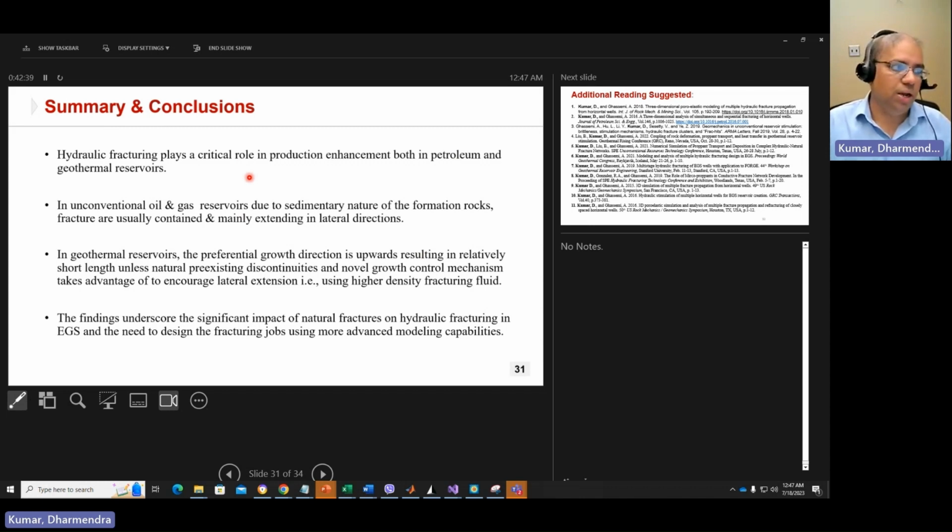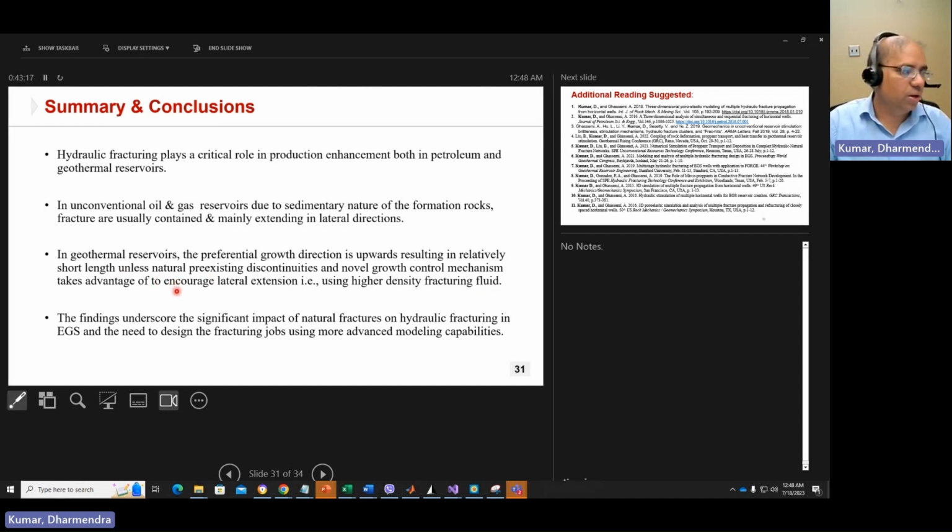In summary, I can say that hydraulic fracturing plays a very critical role in production enhancement, in both petroleum and geothermal reservoir rocks. We have seen that in unconventional oil and gas reservoirs, due to the sedimentary nature of the formation rock, fractures are usually contained and mainly extend in the lateral direction. Whereas in geothermal reservoirs, the preferred growth is upward, unless we have some natural fracture and hydraulic fracture interaction that can contain them.